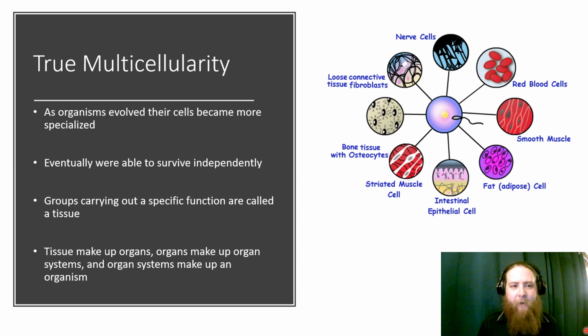Groups carrying out a specific function are called a tissue. So a whole bunch of fat cells would just be called adipose tissue. A whole bunch of muscle cells would be muscle tissue. Nerve cells, nervous tissue. We have bone tissue, more muscle tissue. Remember that tissues make up organs, organs make up organ systems, and then organ systems finally make up organisms. So it's this moving from one stage to the next. All of these cells come from a precursor cell, or a similar precursor cell, usually called stem cells. We'll talk about those more later.